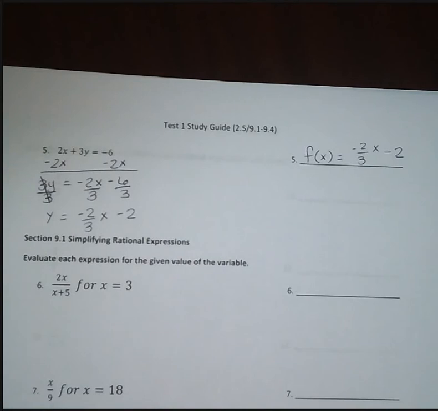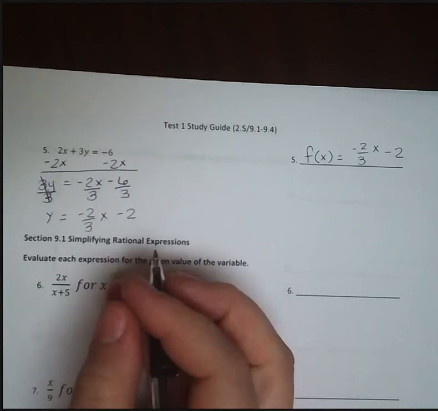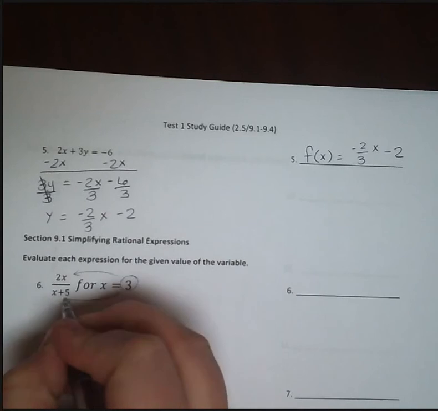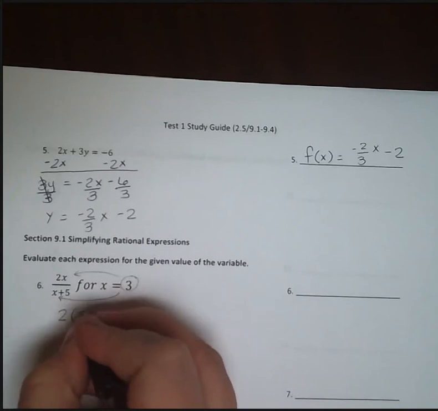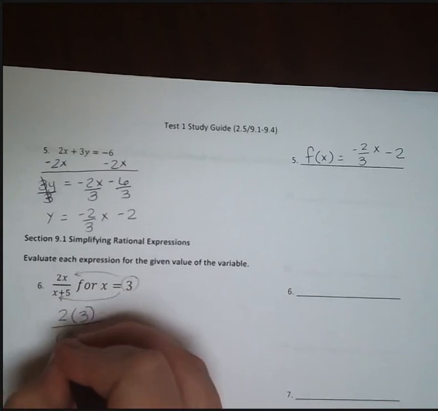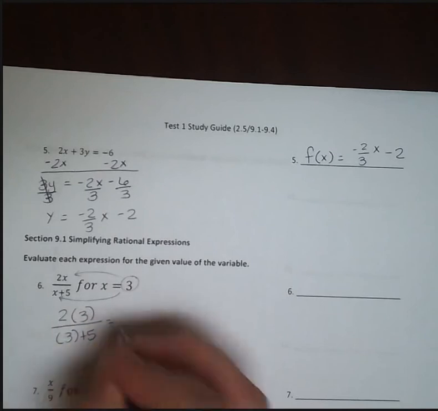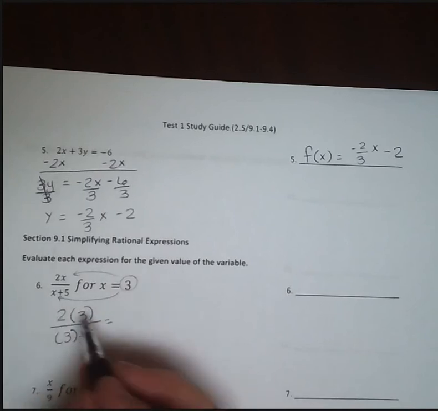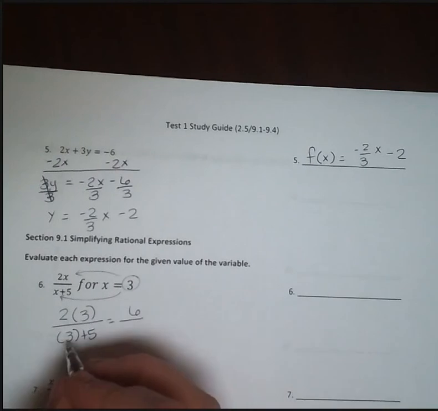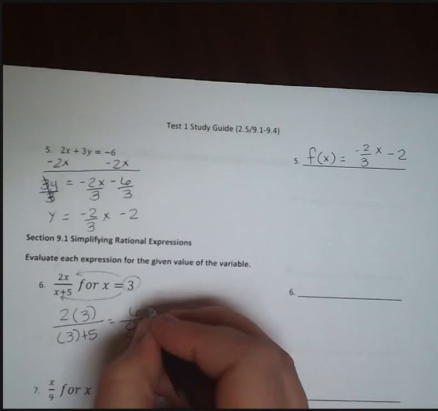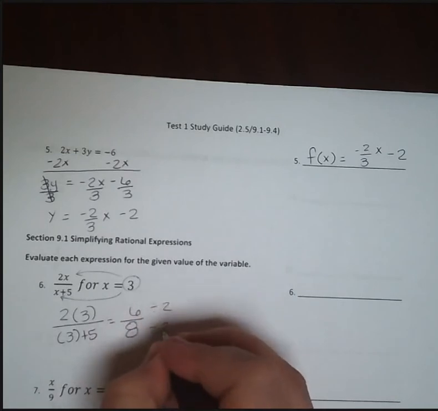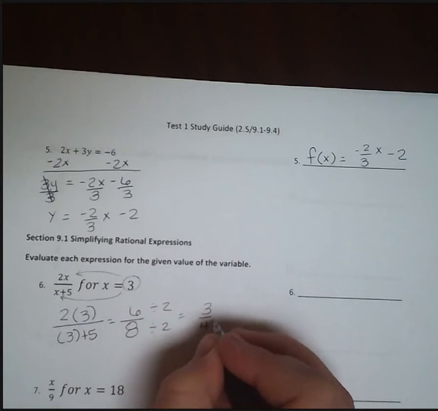So moving on to section 9.1, evaluate each expression for the given value of the variable. So all they're asking us to do is plug in this 3 into all of the x's in our expression. So remember, when you plug in a number for a variable, you surround it with parentheses. So 2 times 3 gives us 6. 3 plus 5 is 8. But then we can simplify by dividing them both by 2, which gives us 3 over 4.